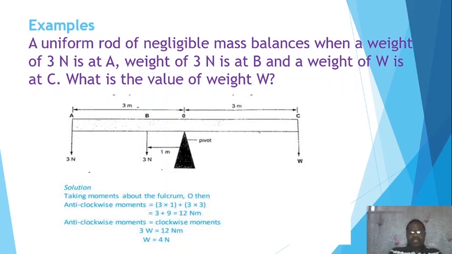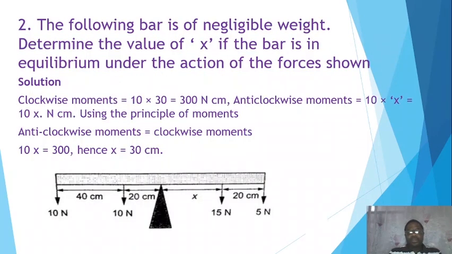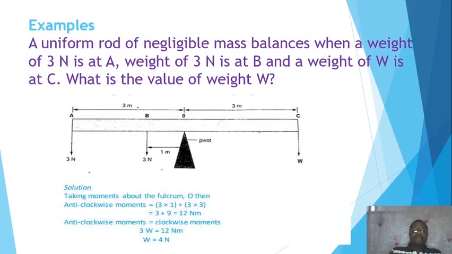Now we represent the system in a diagram. You see that the uniform rod is pivoted at the center as shown in the diagram. One end, A, is the place where the force of 3 Newton is acting. Then you have a point B, where another 3 Newton is acting, and B is 1 meter from the pivot, while W is acting at the other end, C.